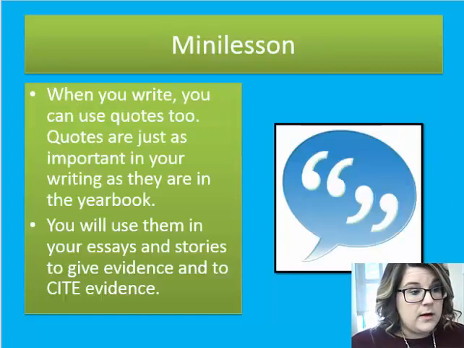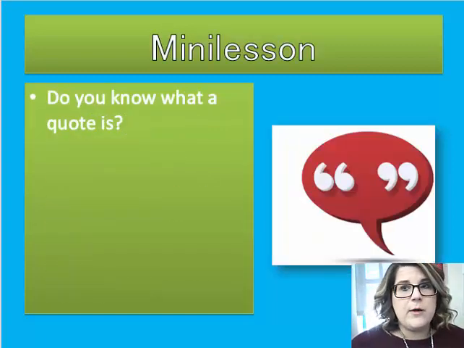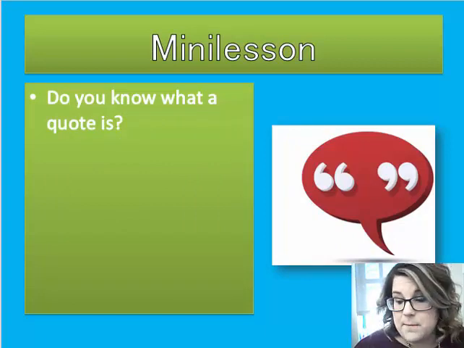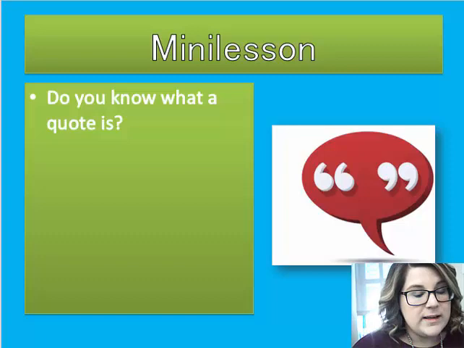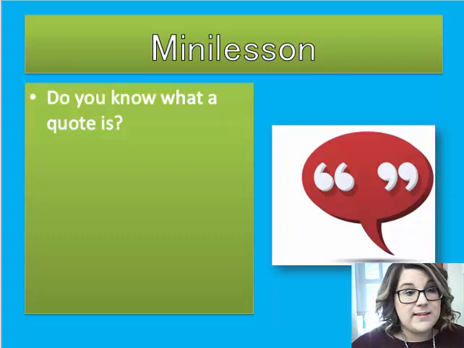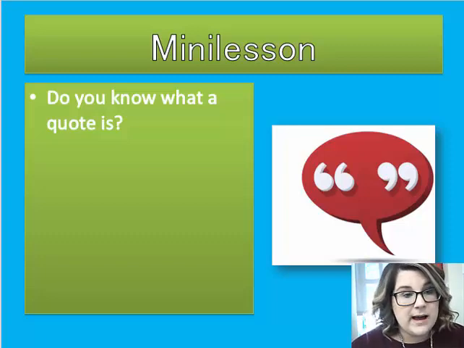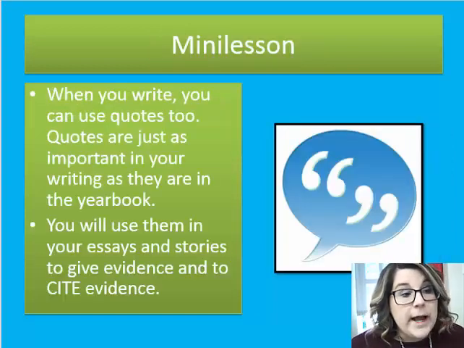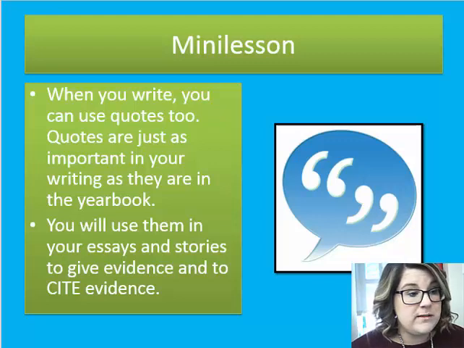What is a quote? So you may have talked about dialogue, you may have talked about when somebody is talking, but today a quote is an exact phrase or sentence from the text. Because it's not our own words, because it's from the text, we need to put it in quotation marks to show that it's from the text. So when you write, you can use quotes. They don't have to mean dialogue.